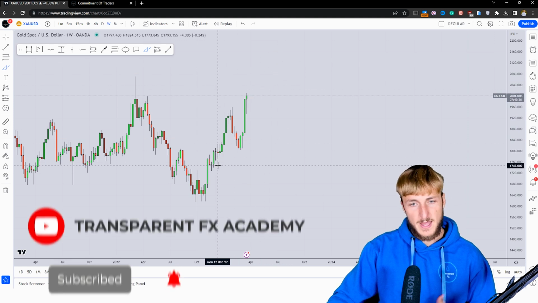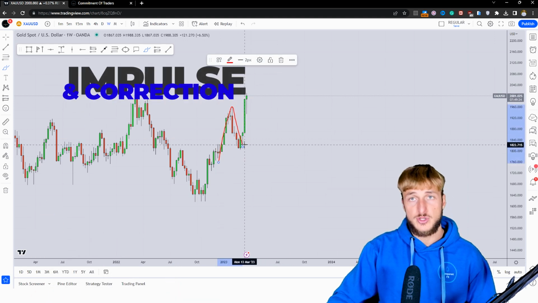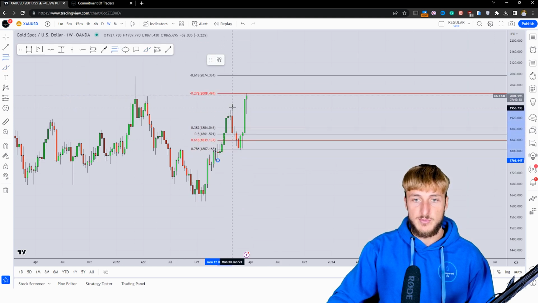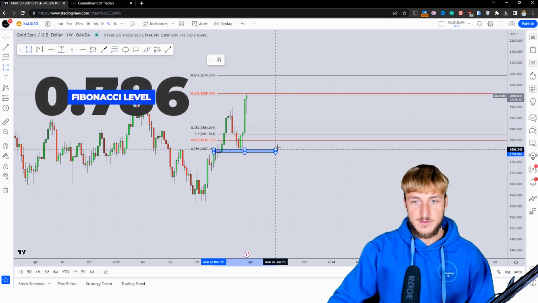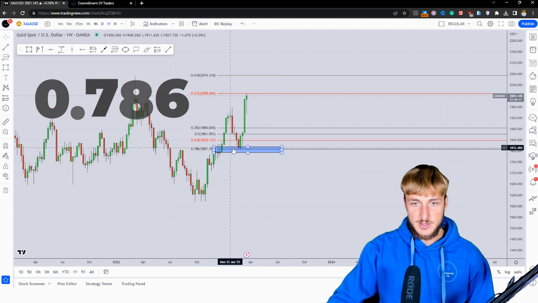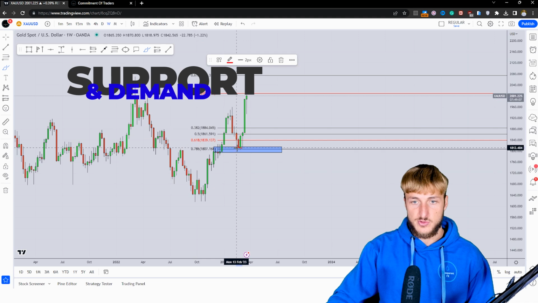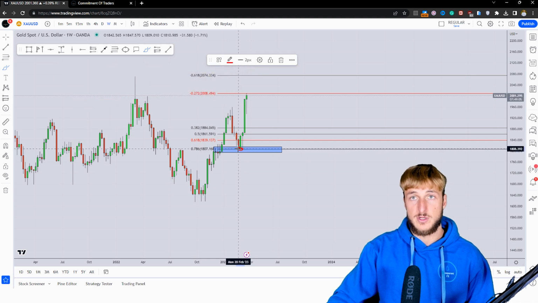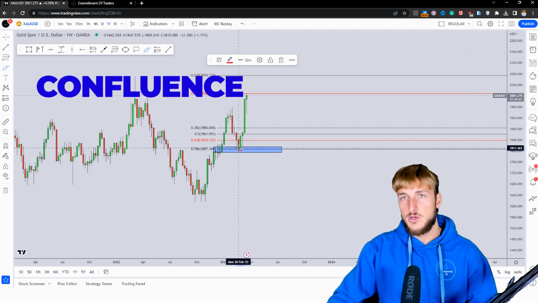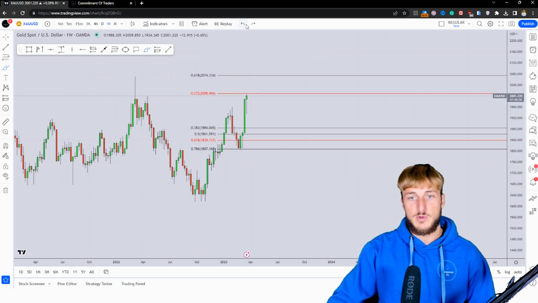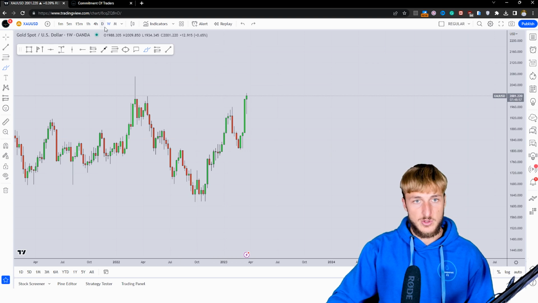And I will link that previous analysis in the description so you can go and check it out for more free education. Now, when you have an impulse and correction, if you want to measure the correction, what you have to do is take your Fibonacci from the low to the high of the impulse leg. And if we do that, we can see how we had the 0.786 Fibonacci retracement, which is exactly this one here, lining up perfectly with this previous resistance turn support, creating a confluence of support at this area, which we could in fact expect the market to test and then to start to reject to the upside, which is exactly what the market is currently doing.